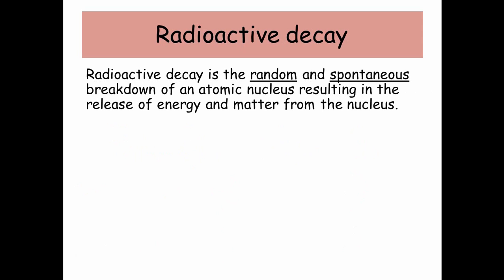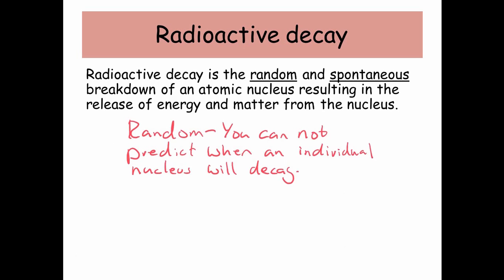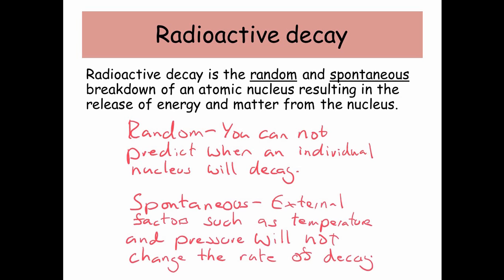Radioactive decay. Radioactive decay is the random and spontaneous breakdown of an atomic nucleus resulting in the release of energy and matter from the nucleus. So that word random, it means you cannot predict when an individual nucleus will decay. And the word spontaneous, it means external factors such as temperature and pressure will not affect the rate of decay.